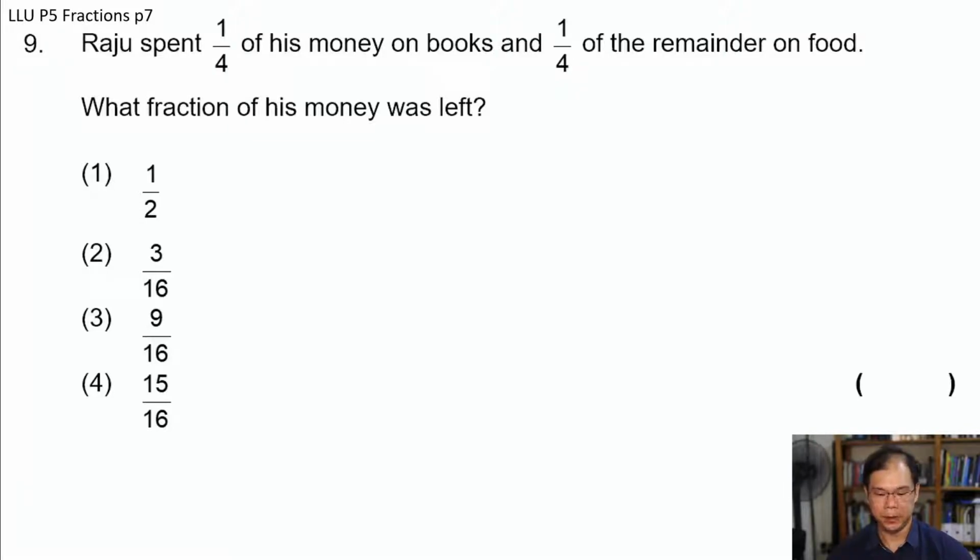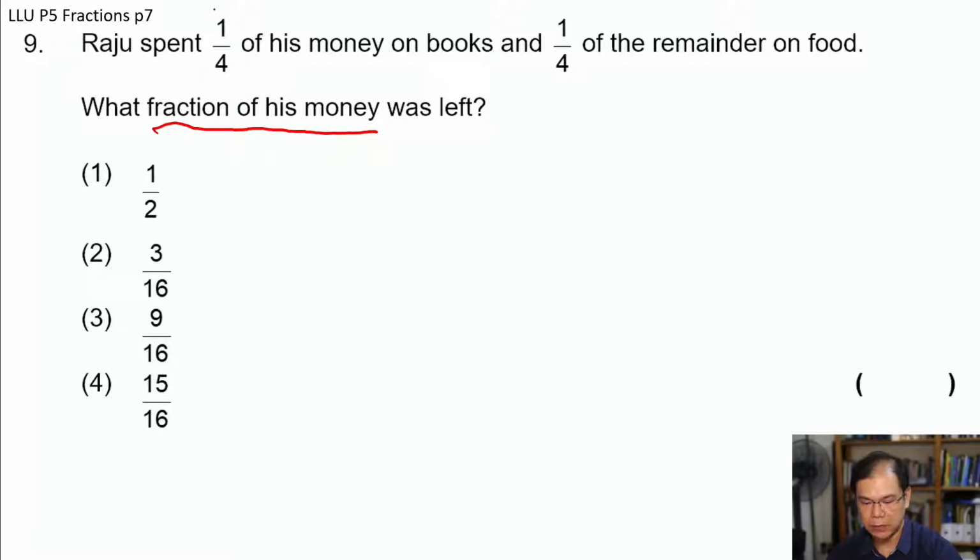So this question: Raju spent 1/4 of his money on books and 1/4 of the remainder on food. What fraction of his money was left? So the question is asking what fraction of his money. You can see all the answers are fractions. They don't give the actual amount, right? So half of the money, 3 out of 16 of the money, and so on and so forth, right? So let's review the question again.